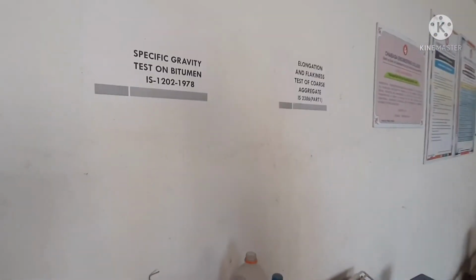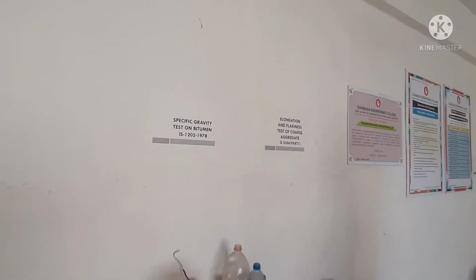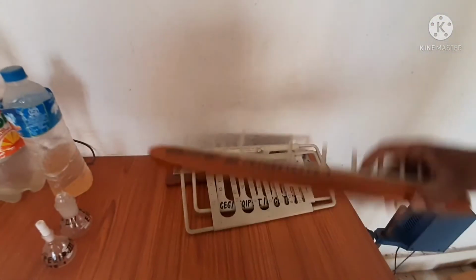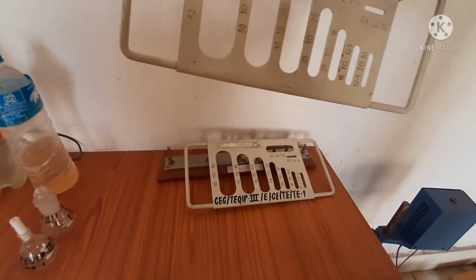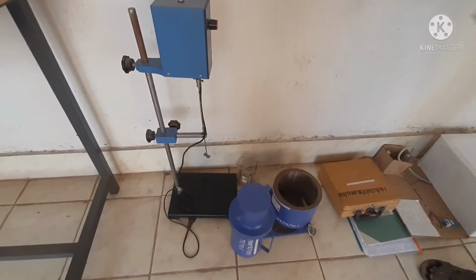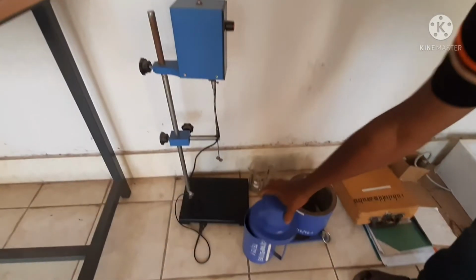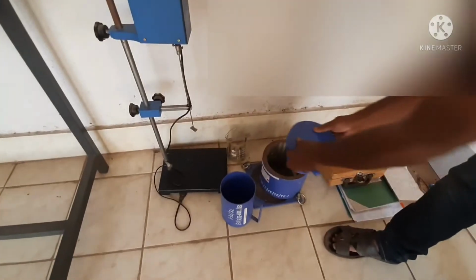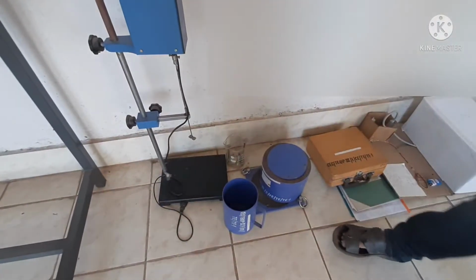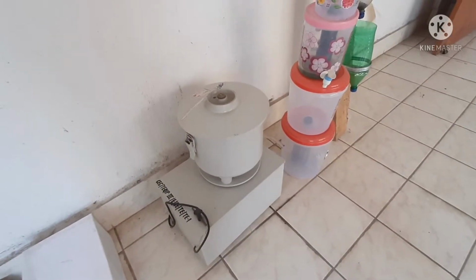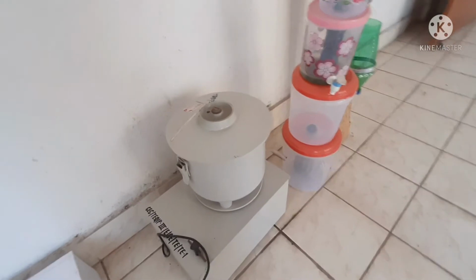Test of bitumen by using the specific gravity bottle, and here is the test of coarse aggregate, and the apparatus used in these experiments are, you can see, the elongation apparatus and the flakiness apparatus. Here you can see the electrical motorized softening point and ring and ball apparatus, and this is the apparatus used for determining the crushing strength of coarse aggregate. This is called the bitumen extractor apparatus, in which we can find the bitumen percentage.